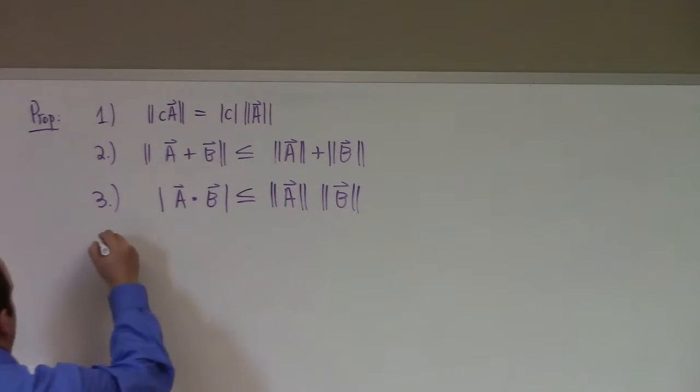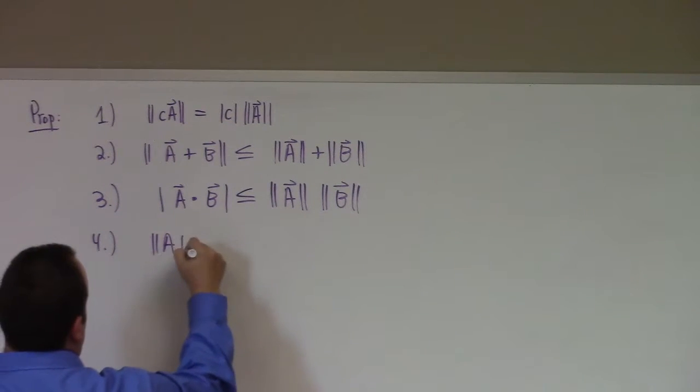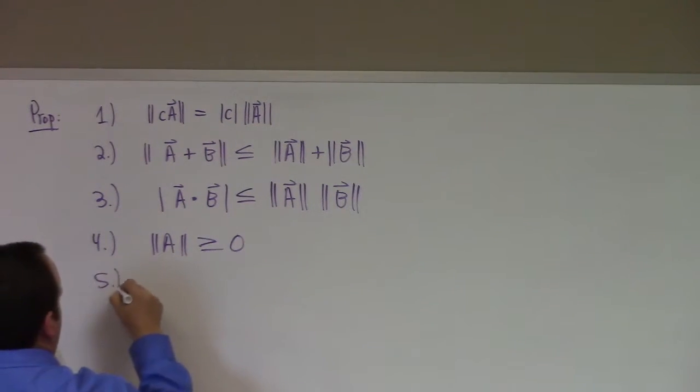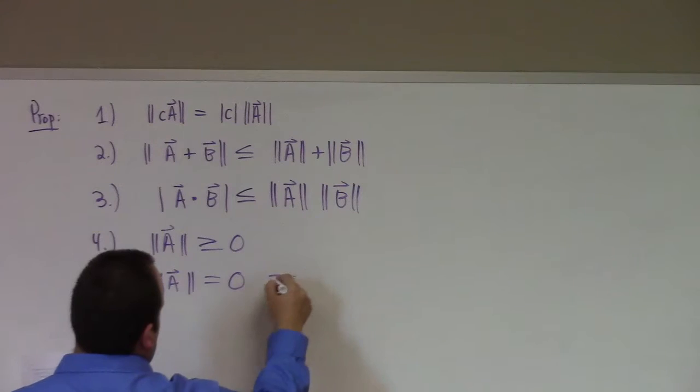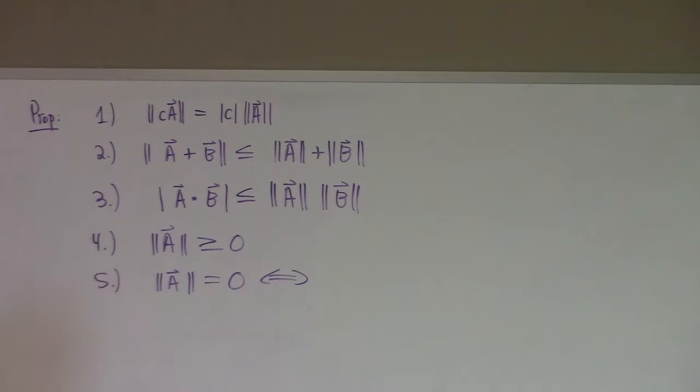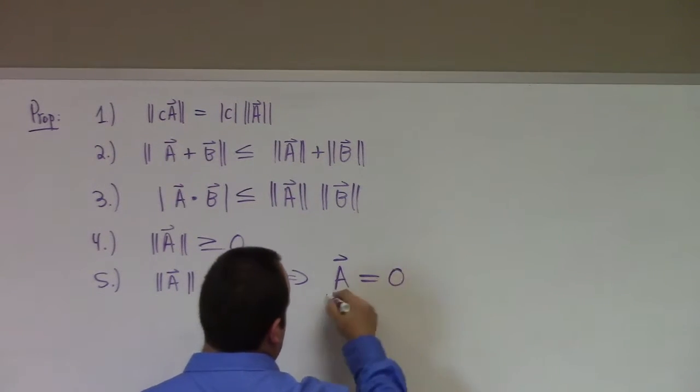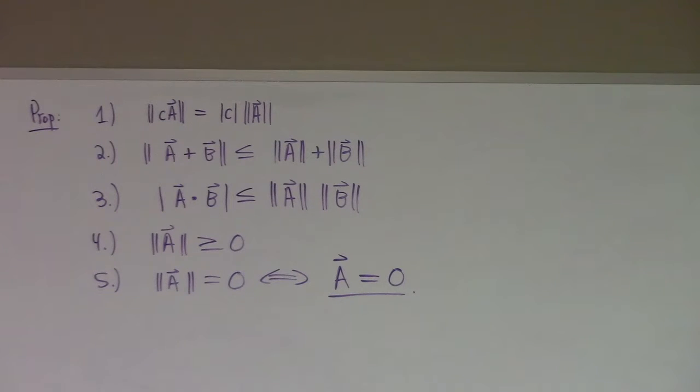Four, the length of A is greater than or equal to 0, and five, the magnitude of A is equal to 0 if and only if what? Right, a vector has 0 length only when it's the 0 vector. If somebody tells you that they have a vector which has length 0 and it's not the 0 vector, they're playing fast and loose with the meaning of length. And they're probably a physicist.